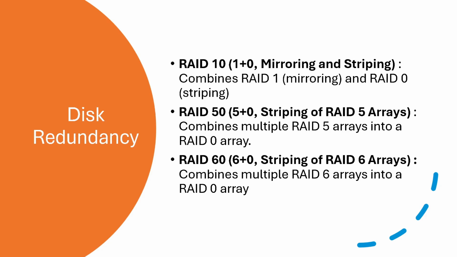RAID level 50, which is RAID level 5 and RAID level 0. It combines multiple RAID 5 arrays into a RAID 0 array, which improves performance and fault tolerance, but has a complex setup and high management costs. RAID level 60, which combines multiple RAID 6 arrays into a RAID 0 array. It also has a high fault tolerance and performance, but is even more complex than RAID 50 and has even higher costs.